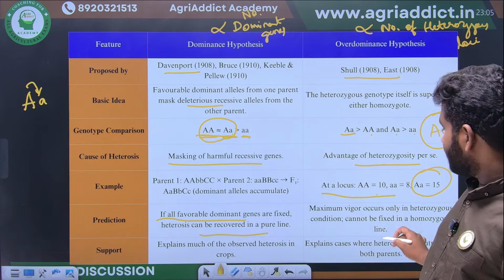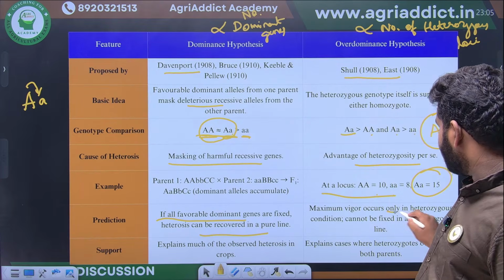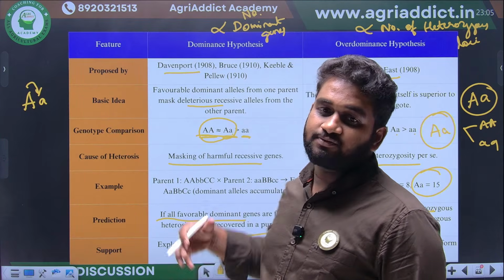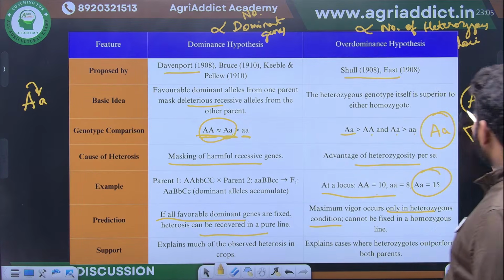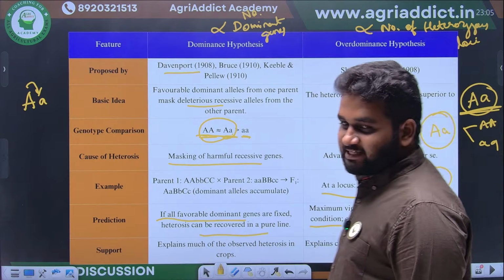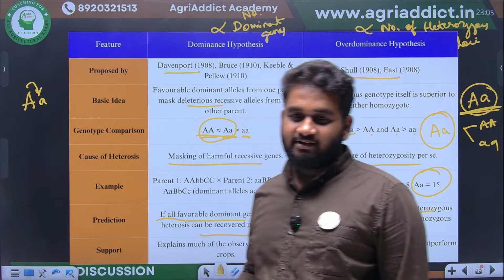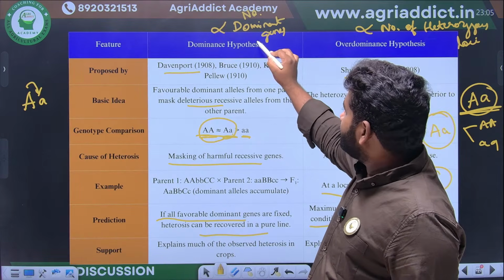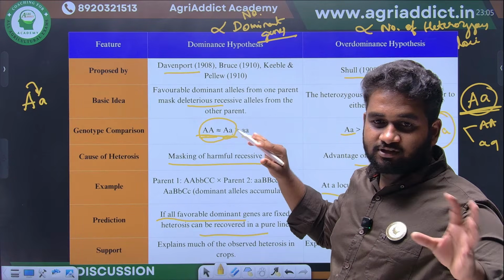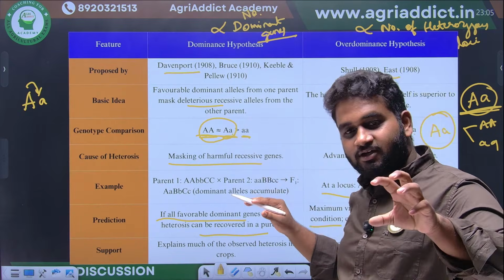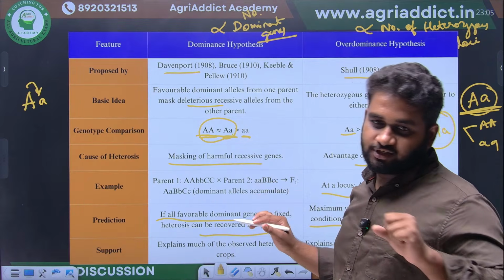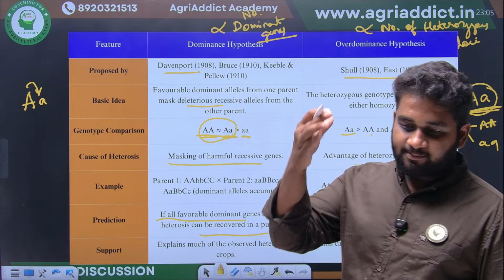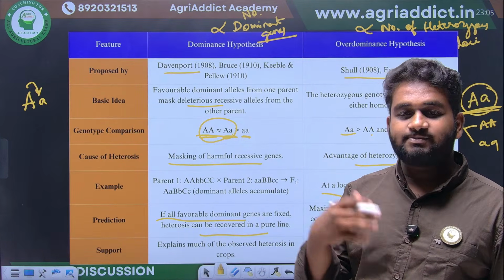But in case of the over-dominance hypothesis, it should be only in heterozygous condition. That's why we cannot fix heterosis in case of over-dominance. It should be in heterozygous condition only. If you go for fixing, that means if you go for selfing, then you will not get heterosis. But here, as per the dominance hypothesis, as I told, it is directly proportional to the number of dominant genes. We are not worried about the condition, maybe it is dominant homozygote or dominant heterozygote. So you can go for fixing also. If your inbred is completely homozygous for all the genes, you can expect heterosis.